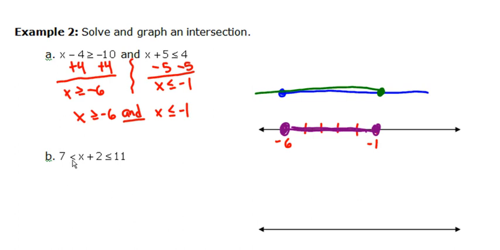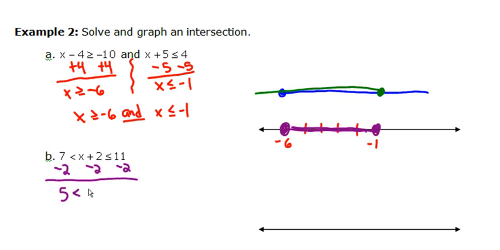So if I look at B, now this one, if you notice, it's set up differently. It doesn't have the word and. But what it's telling you is that your x value has to be between 7 and 11. So notice literally the x is in between these two numbers. So the first thing I need to do is get x alone. So I would subtract 2. Now usually I would just subtract 2 from one side, but since there's another inequality symbol over here and another number, I'm going to subtract 2 from all three sides. So 7 minus 2 is 5.